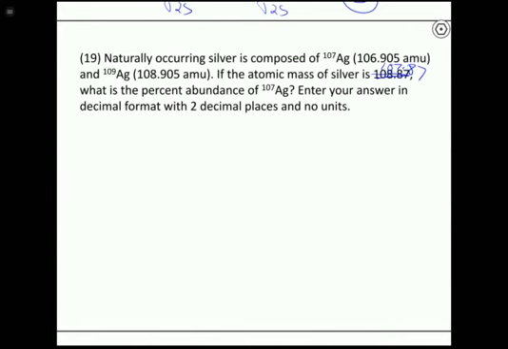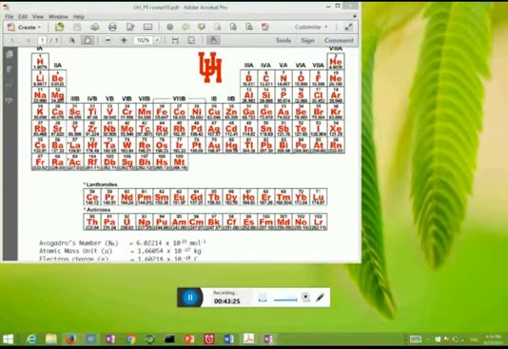I messed that one up originally. And we want to know what is the percent abundance of 107 silver. Enter your answer in with 2 decimal places. Okay. So whenever we see atomic masses and isotope masses, remember that the atomic mass is the weighted average of all the isotope masses. So it's the fraction of each isotope times its mass, and we add all those together.